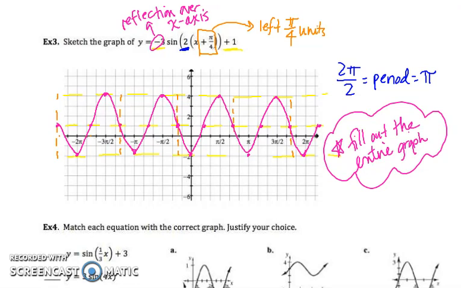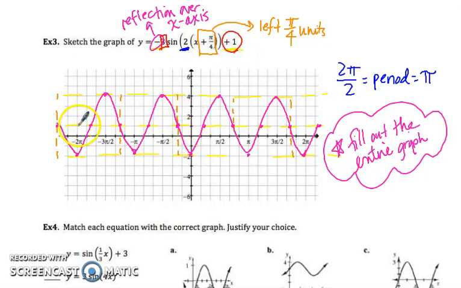I had to shift from my midline to the left pi over 4 units. I had to adjust my period, 2 pi divided by 2, so my period is now pi units. Once I shifted to the left pi over 4, I counted pi units later, and I made these vertical dotted lines to figure out how long a sine curve period would be. I then did this right here, my 3. I didn't really emphasize that, sorry. This 3 is my amplitude.